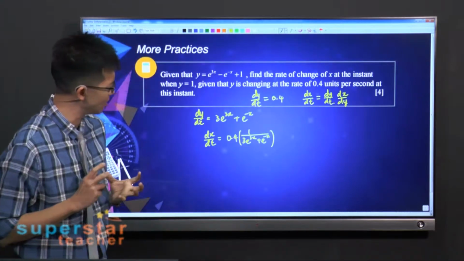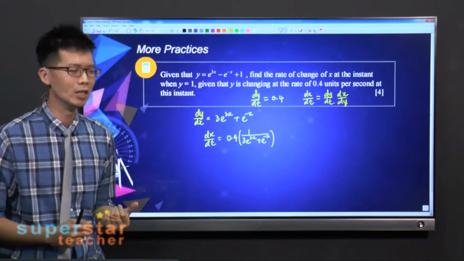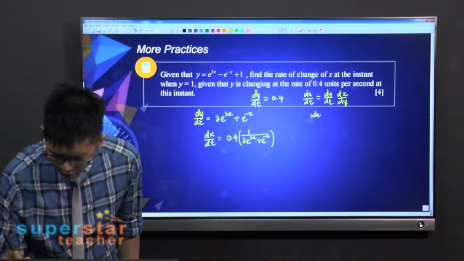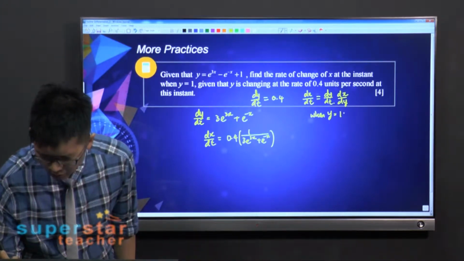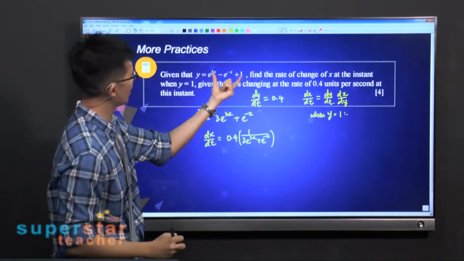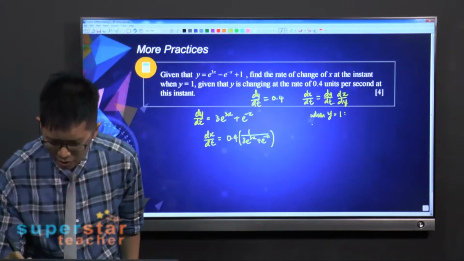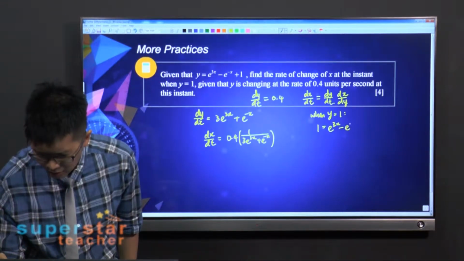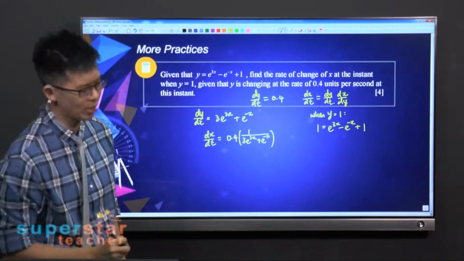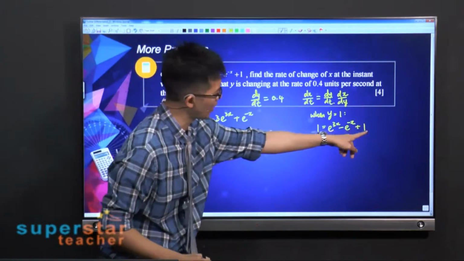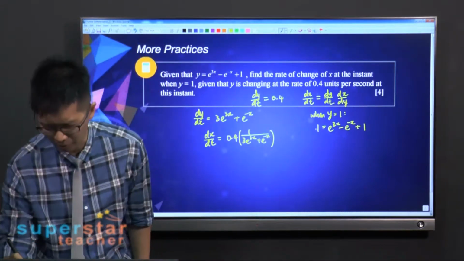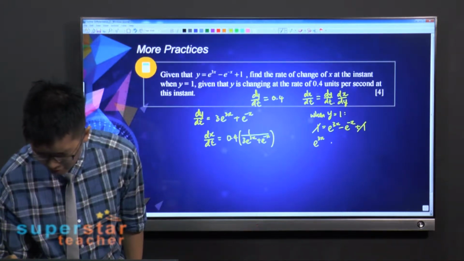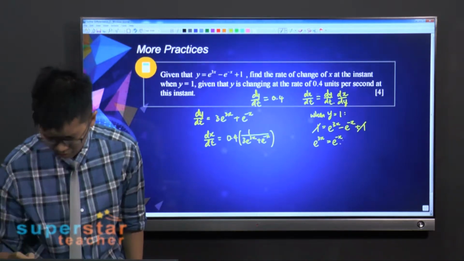So to substitute in, we need to figure out what the x value is when y equals 1. Let's do it this way. When y is equal to 1, it means that this entire thing is equal to 1. So let's write down 1 is equal to e^(3x) minus e^(-x) plus 1. Not very hard to solve this, I think. We cancel away the 1, and we are left with e^(3x) equals e^(-x).